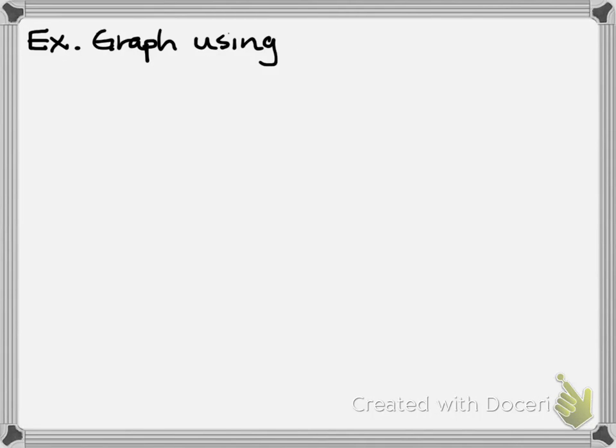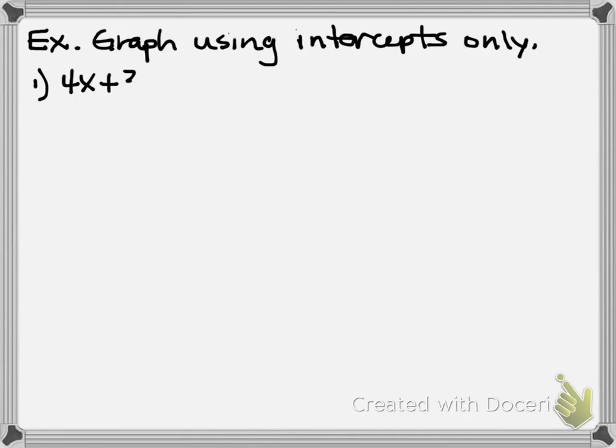So graph using intercepts only. So you guys have practiced graphing using slope intercept, but you can't use that form. You have to graph using intercepts, and that's what your directions are going to be for tonight. So first problem I'm going to give you is 4x plus 3y equals 12.